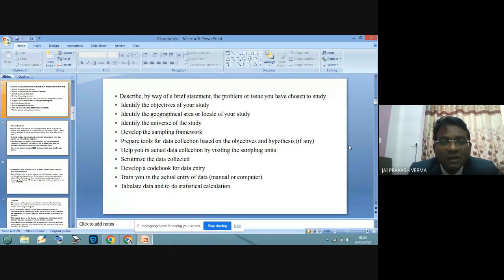Develop the sampling framework. Identify the universe of study. It's also very important because you must know the difference between universe and sample. Suppose you have chosen a place for your study, and the place has 100 households. The universe means the whole number of households in the village. The total number of households in a village is the universe, and if you choose 20 households from that village, then those 20 households are the sample. So the sample comes from the universe. The universe is a big picture; the sample is small, but it represents the universe.